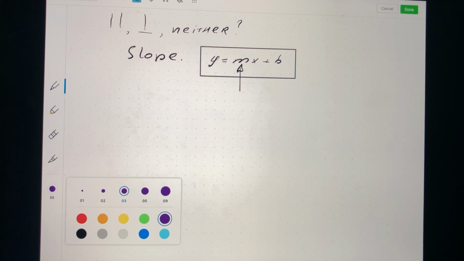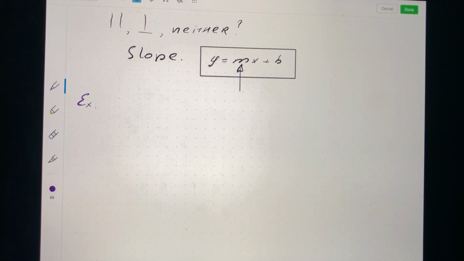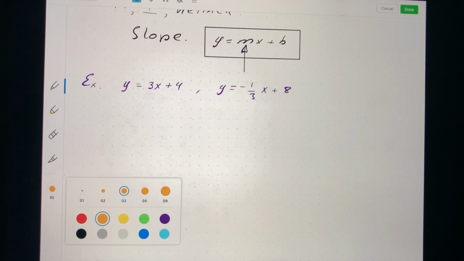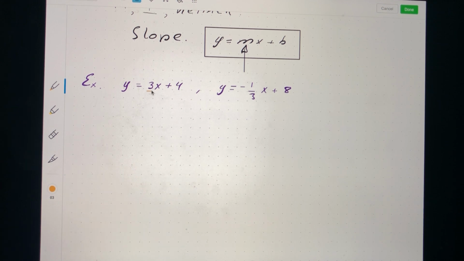So let's look at the first example. Suppose I have two equations. The first is y is 3x plus 4, and the second is y is negative 1/3 x plus 8. To see if they are parallel, perpendicular, or neither, I have to look at the slopes. And both equations are already solved for y, so I don't have to do that anymore. All I need to do is look at the numbers in front of x.